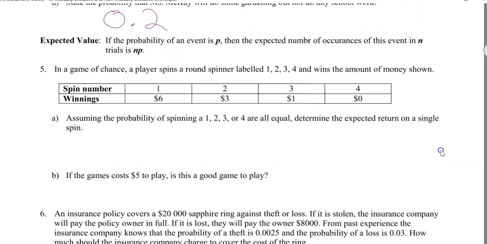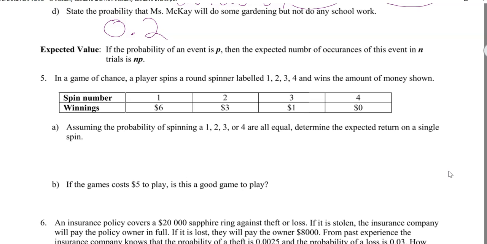Next up, expected value. If the probability of an event is P, I actually did one of these earlier, the grad and the females, I think. The probability of an event is P, then the expected number of occurrences of this event in N trials is N times P. So if you think about it, the probability of tossing a coin and getting heads is 0.5, 50%. If we do that 1,000 times, 1,000 times 0.5 is 500, right? So the expected value is the number of trials times the probability. All right, let's use that.